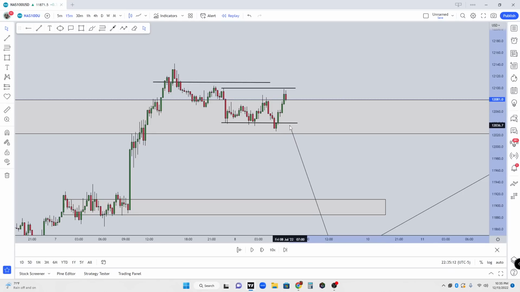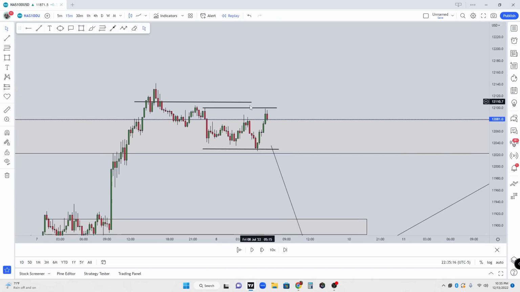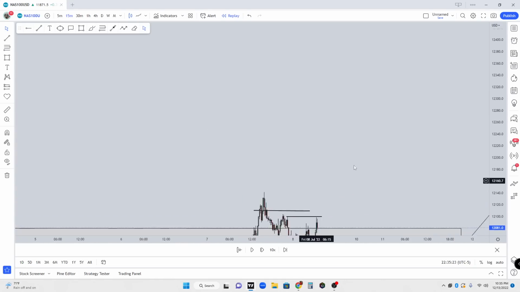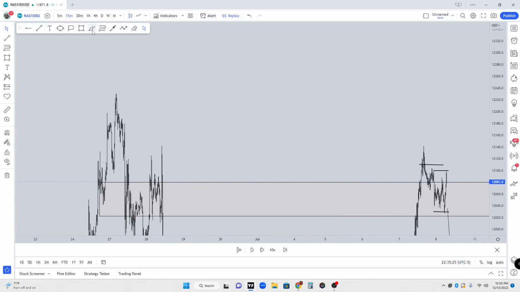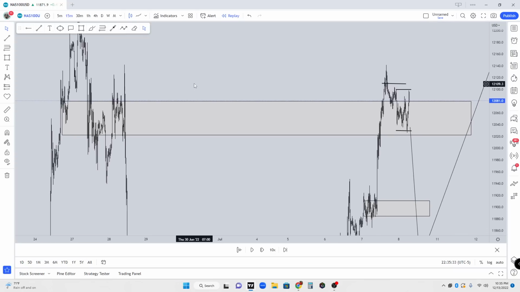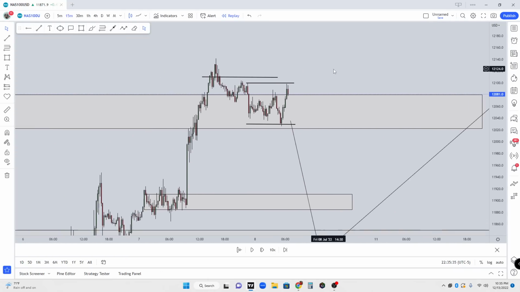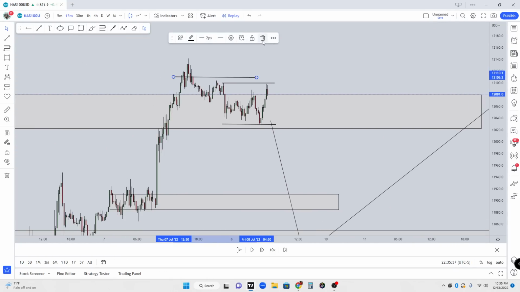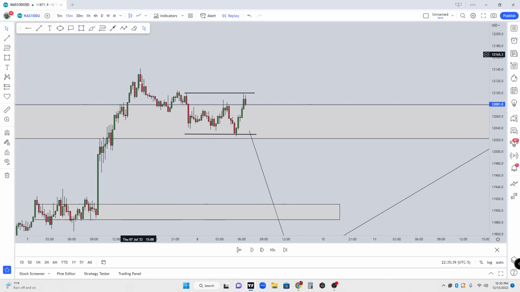So I want to see price break this area and come on down. But if it breaks above here, guys, I'm looking for some sort of engulfing candle to tell me that price wants to break above. So we're looking for price to come back up and retest that area there. All right, I'm gonna delete that. Let's see here.